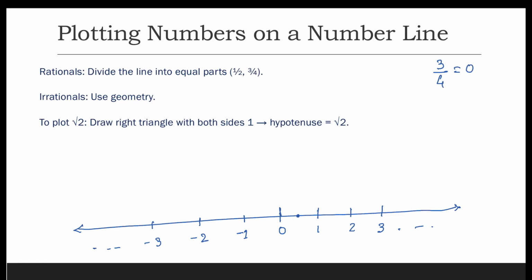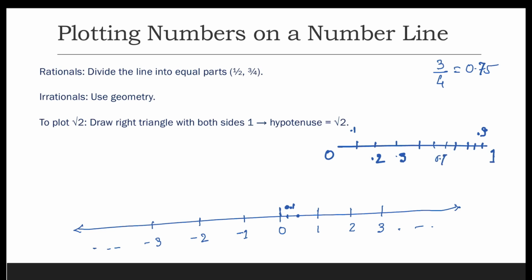It will come to 0.75. So I will divide this 0 to 1 into 10 parts. This is 0, this is 1, in between come 0.1, then 0.2, like this 0.3. I will divide it into 10 parts, 0.9, and then this is 1. Now I have to find out 0.75.